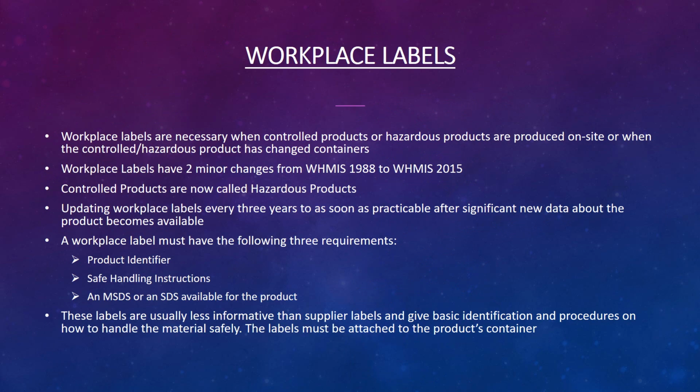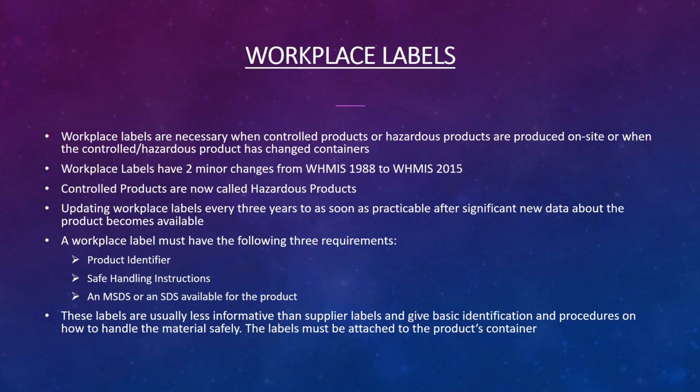Workplace labels. Workplace labels are necessary when controlled products or hazardous products are produced on-site or when the controlled or hazardous product has changed containers. Workplace labels have 2 minor changes from WHMIS 1988 to WHMIS 2015. Controlled products are now called hazardous products. Workplace labels are updated every 3 years to as soon as practicable after significant new data about the product becomes available.